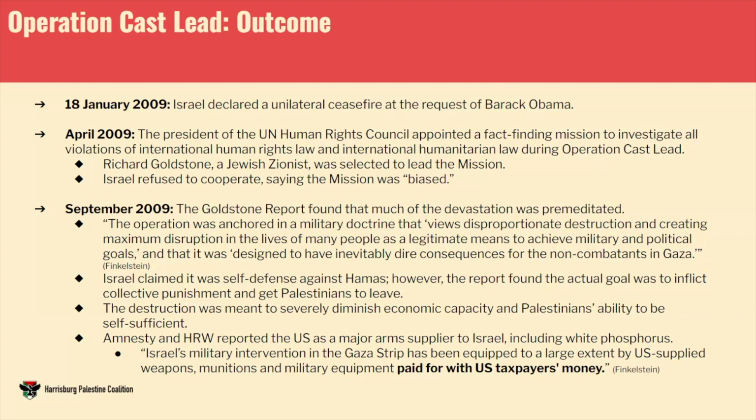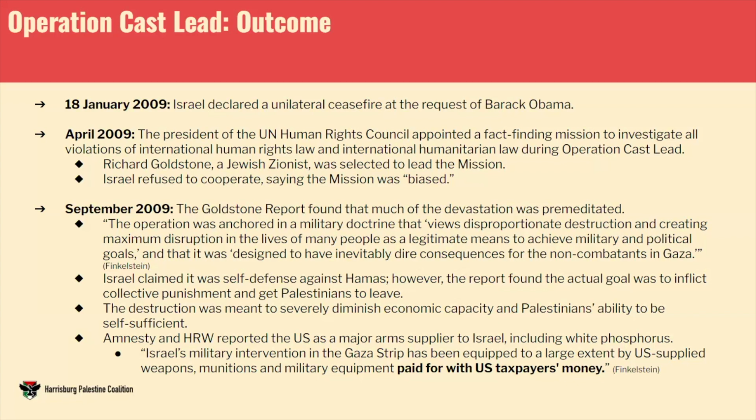So the Goldstone report did not end up getting the attention it deserved. Goldstone ended up recanting, and that's a long story, also covered in Finkelstein's book. So I encourage you to read that because that's fascinating and also a little bit discouraging.